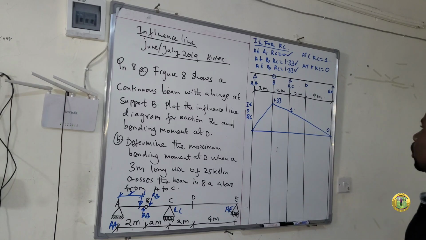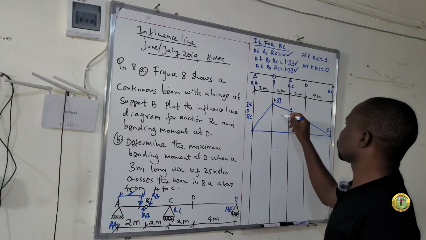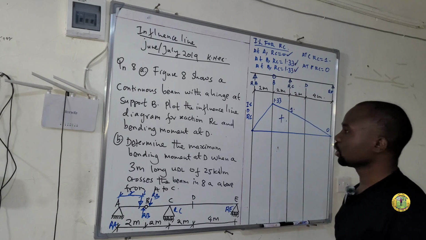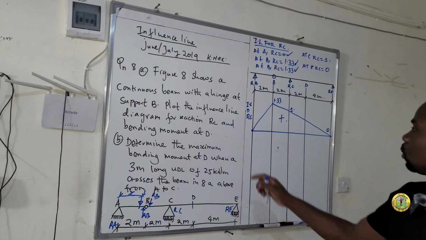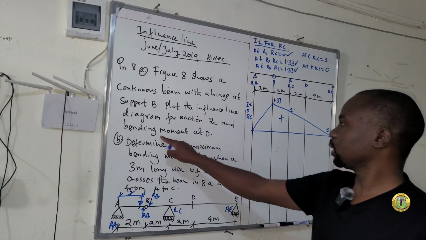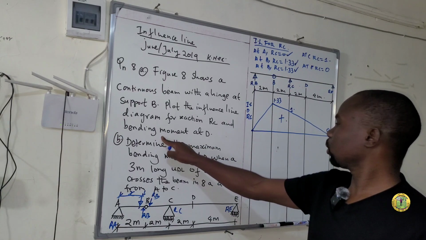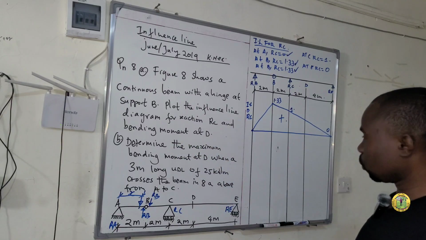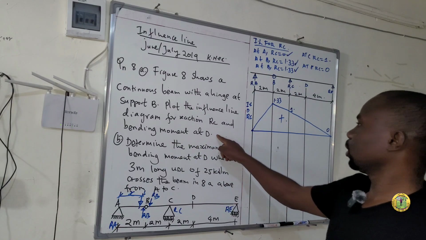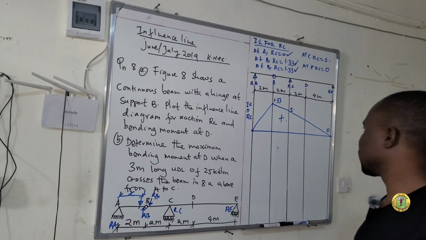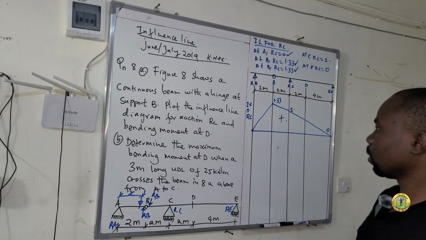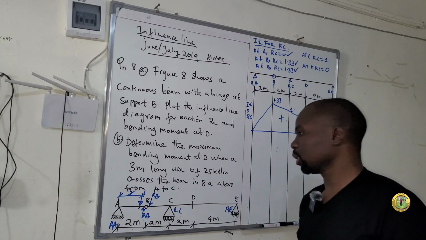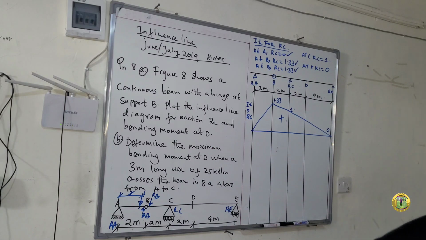Like that. So this is positive. So this is the influence line for RC. Now we want to calculate the moment. We want to draw the bending moment at D. But before we draw the bending moment at D, we are supposed to calculate the values of bending moments at various points. So let's see how we can do that.